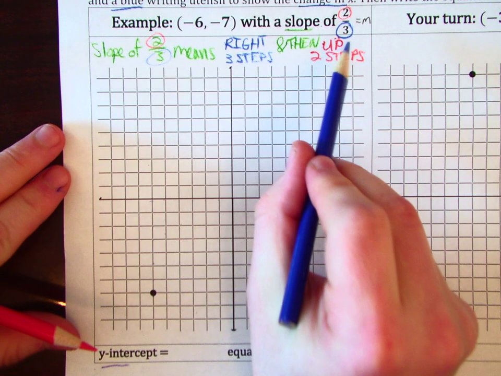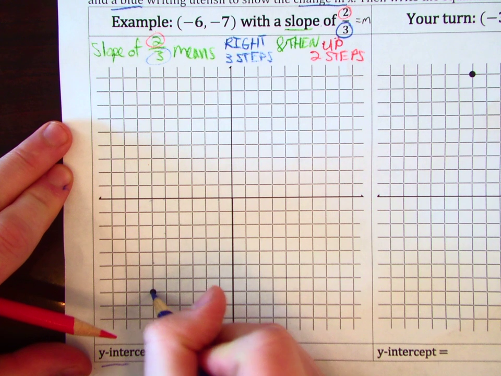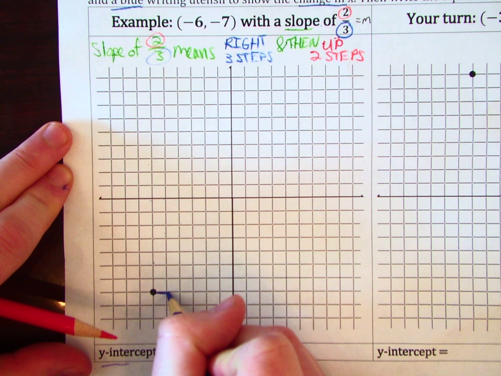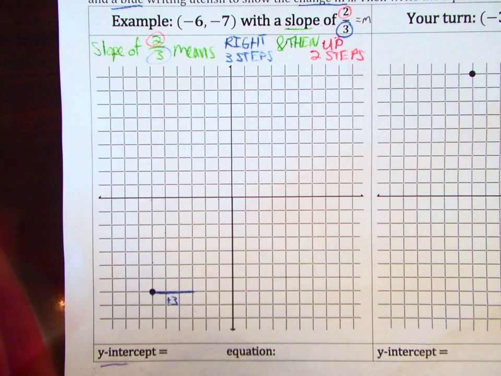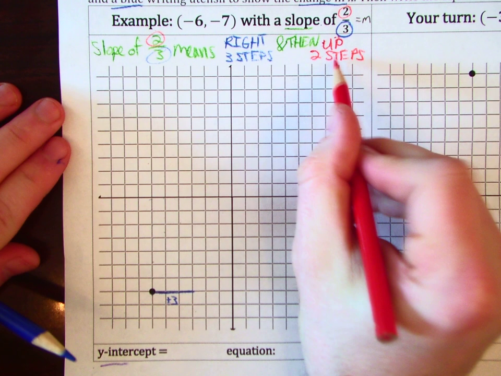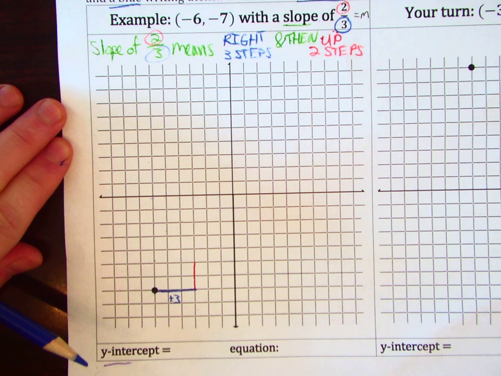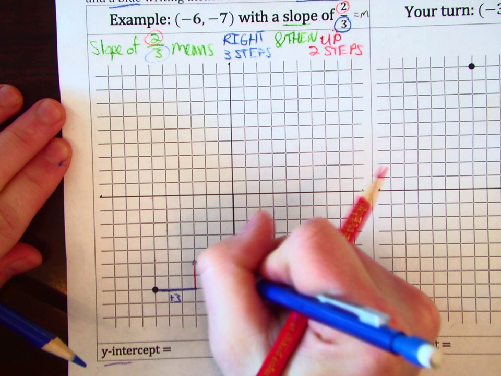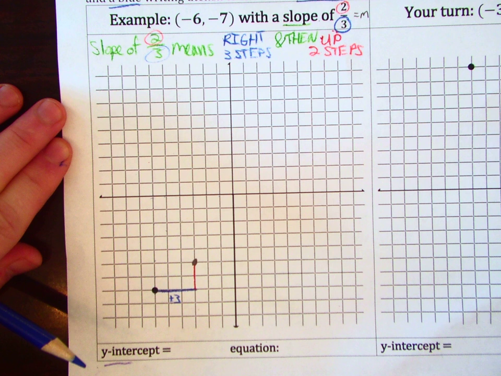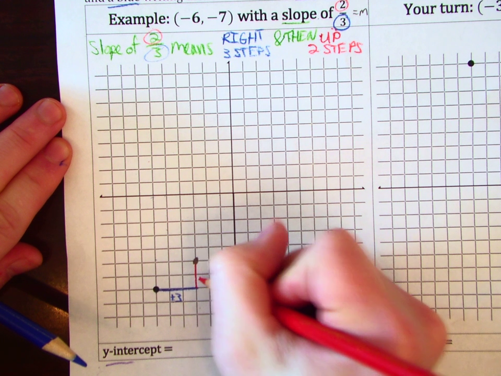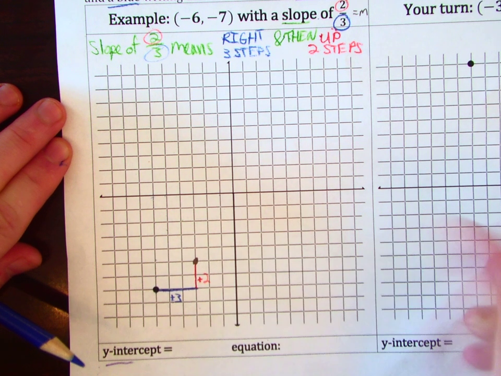So let's do our x value first. We're going right 3 steps, 1, 2, 3. I'm moving in that direction 3 steps, and then I'm going up 2, 1, 2. Now that we did both of those, that is a point on the line. So that is a solution to our equation. So this is going to be +2.